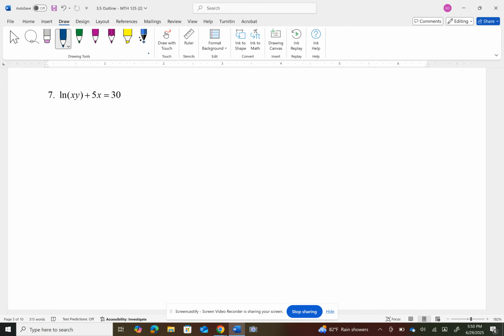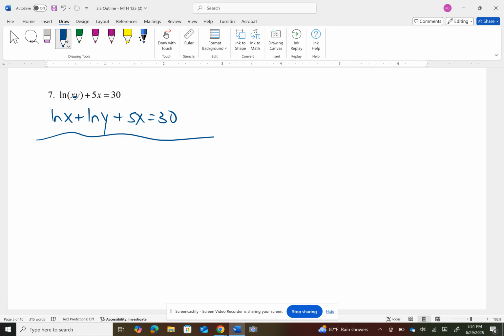Okay, now this one involves natural log already, like it has ln in there, and it's a product. So if I wanted to, I could go ahead and separate that into ln x plus ln y, natural log of x plus natural log of y, plus the 5x equals 30. I haven't done the derivative yet. Remember, don't start doing the derivative on any piece of it until you're ready to do the derivative on all of it. Now I'm going to do the derivative.